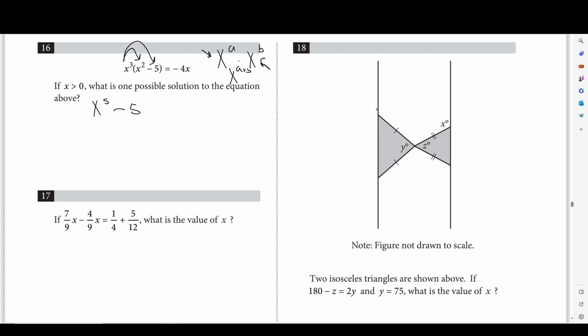That's going to be negative 5x cubed. And this is going to equal negative 4x. So here I have x to the 5 minus 5x cubed plus 4x is 0. Why did I add 4x? Because I wanted to get it on this side.